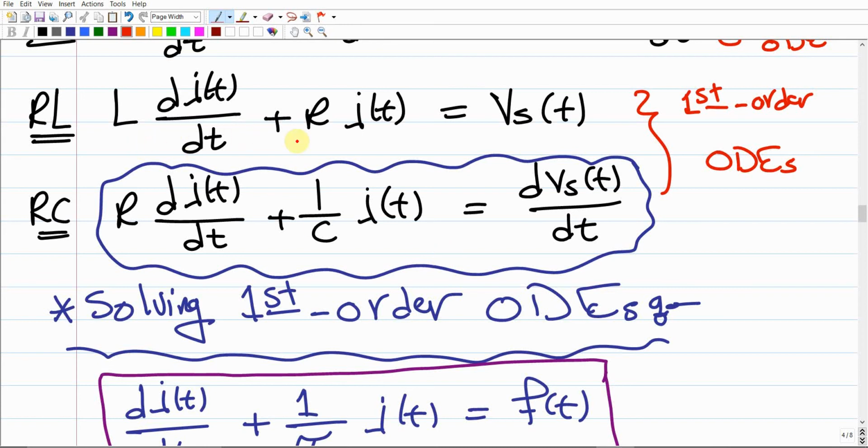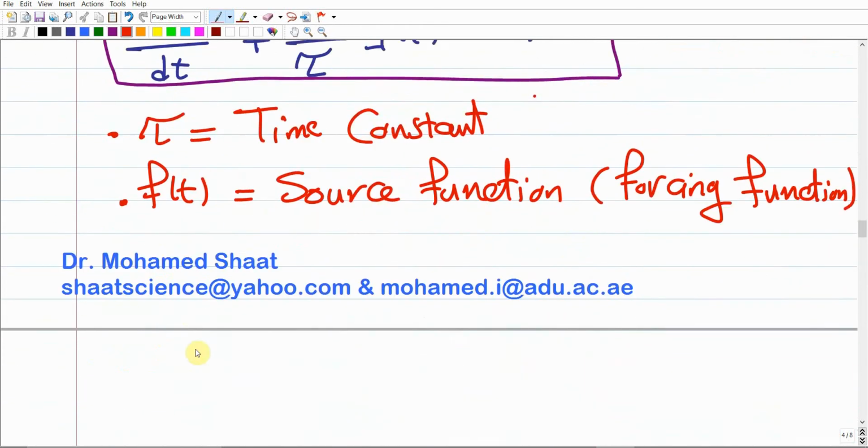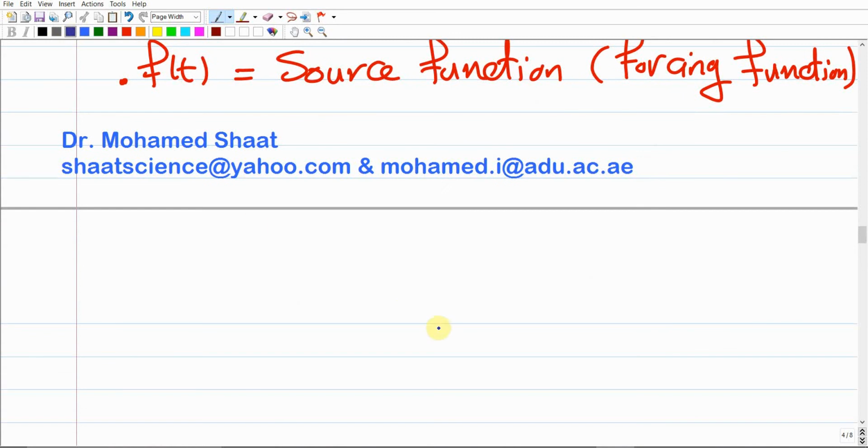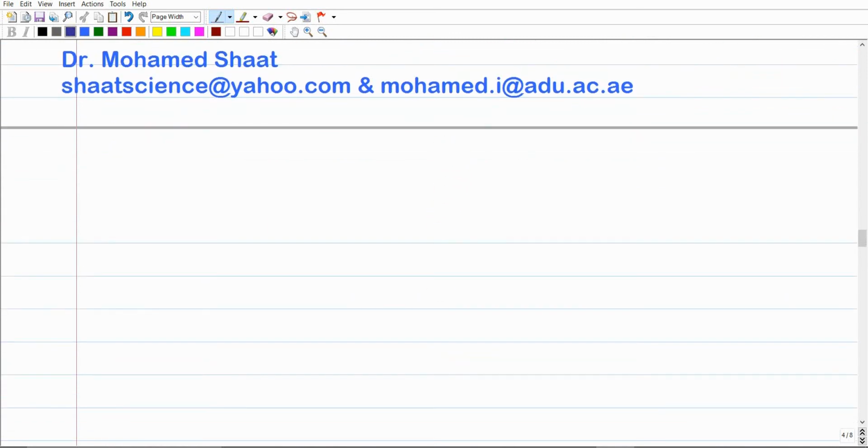So starting with the first equation, for example, how much is tau and f of t? So let us split it here this way. Assume that we do have the RL circuit, and here we do have the RC circuit.